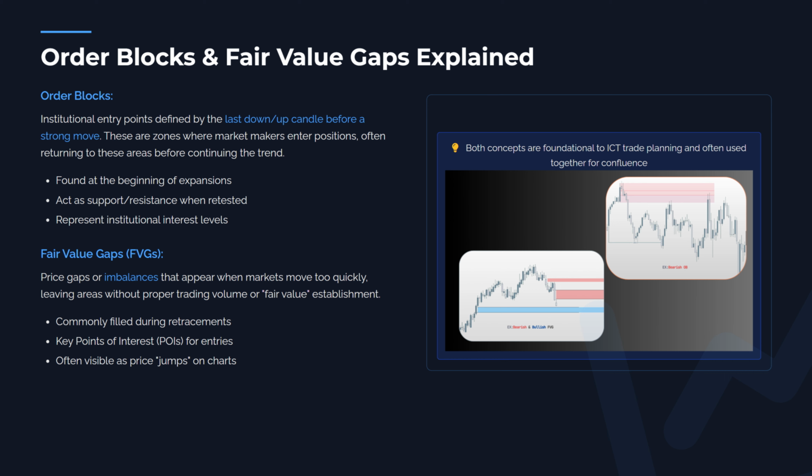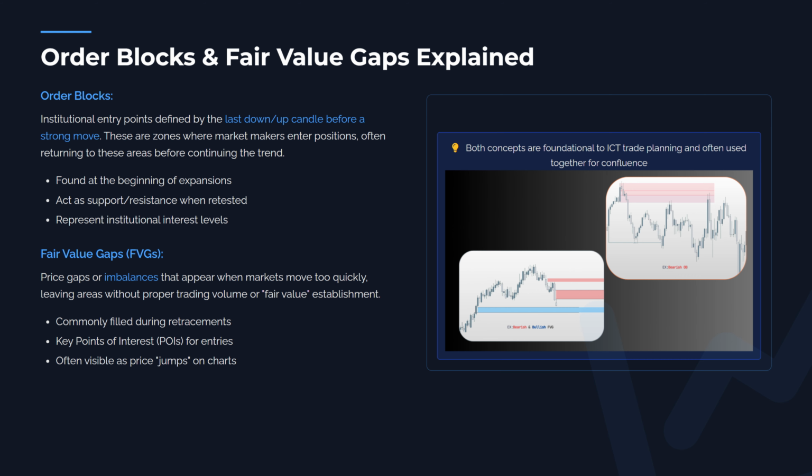Why are these important? Because this is where the institutions placed their large orders. It's like they left their business card at that level. And just like VIP customers often return to their favorite table, institutions often return to these order block levels to place more trades. Now, fair value gaps are completely different, but equally powerful.